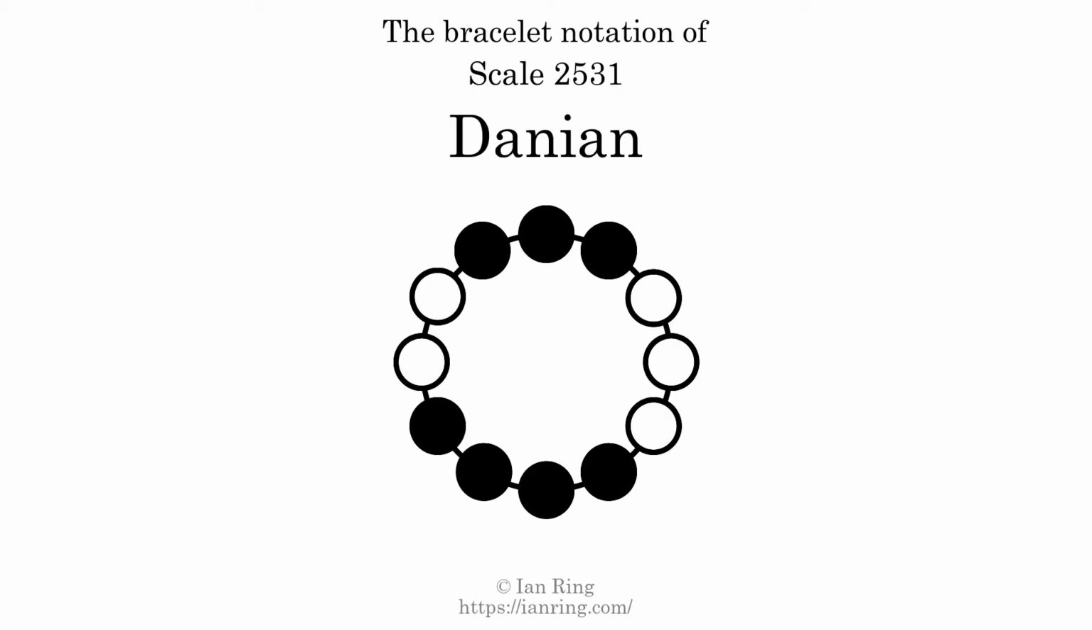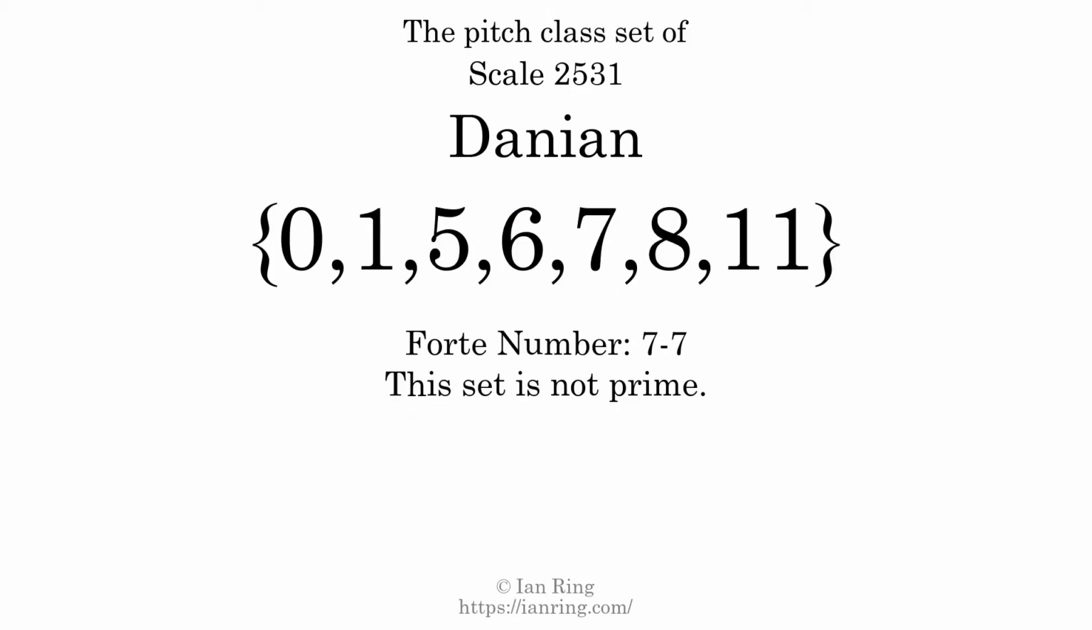This is a bracelet notation diagram of scale 2531. The shaded circles represent tones that appear in the scale, and they are read clockwise, starting at the top. The pitch class set for this scale is 0, 1, 5, 6, 7, 8, 11.